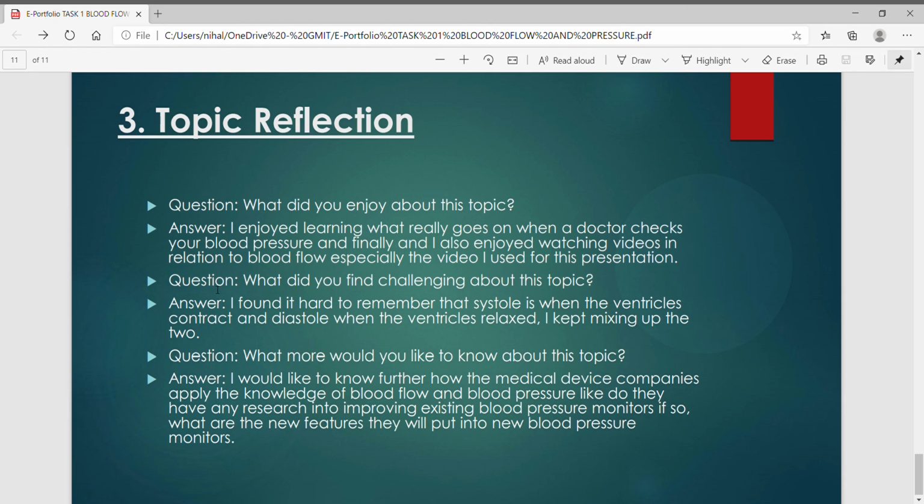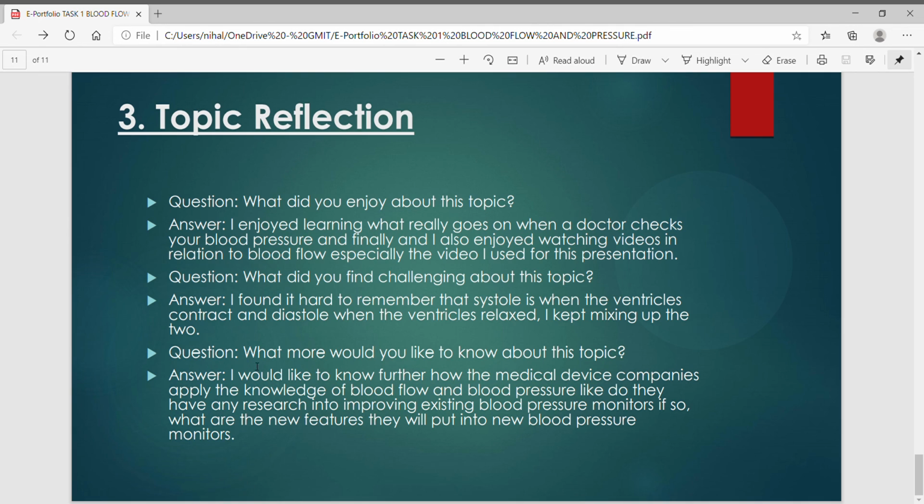Question 2 says, what did you find challenging about this topic? I said that I found it hard to remember that systole is when the ventricles contract and diastole is when the ventricles are relaxed. For the first few days when I was studying this, I kept mixing up the two.